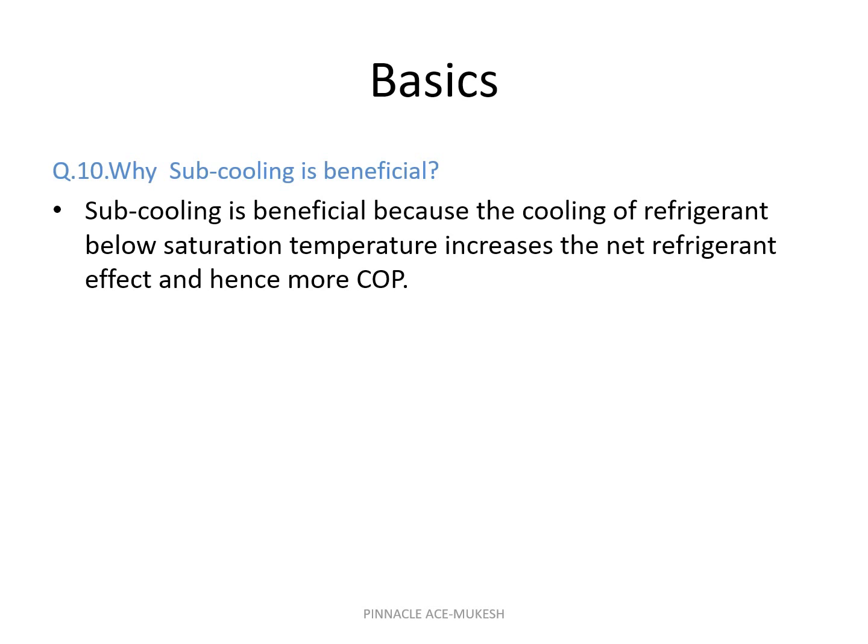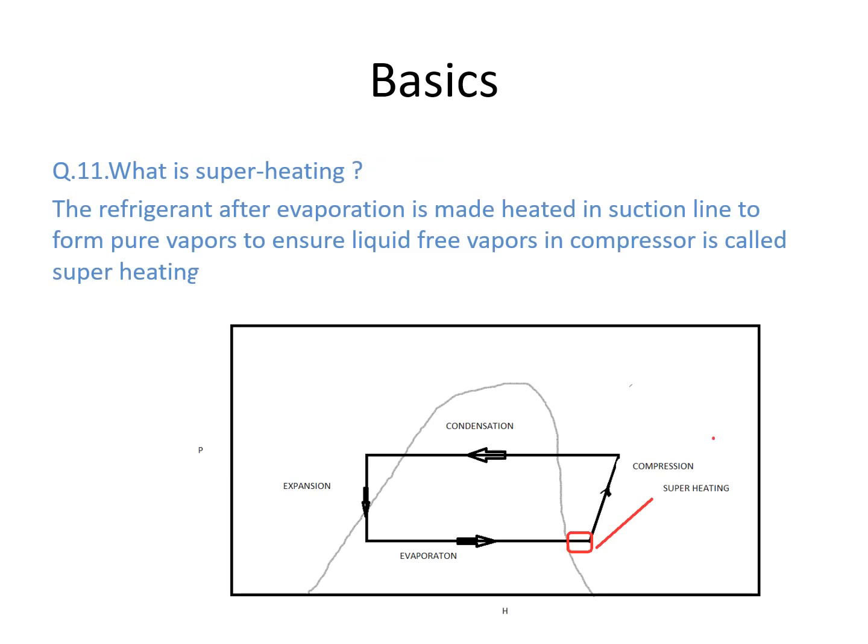So why is subcooling beneficial? Because if you see, it is going beyond the liquid saturation line. If you draw the perpendicular to it, it will increase your net refrigerant effect. What is COP? COP is equal to the net refrigerant effect upon, theoretically, the compressor work done. Your compressor work is the same, but by subcooling your net refrigerant effect is increasing, hence the COP is increasing. So subcooling is beneficial because cooling the refrigerant below the saturation temperature increases the net refrigerant effect and hence gives more COP.